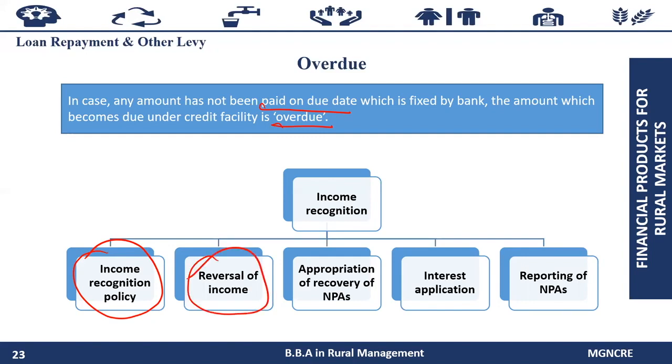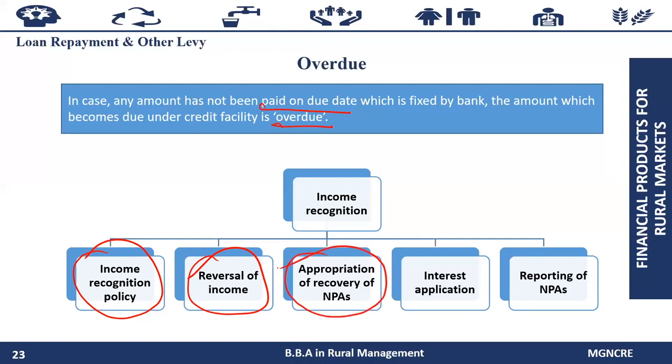Then reversal of income. In case of an advance, which includes bills purchased and discounted, that becomes an NPA at the close of any year, interest accrued and also credited to the credit account in the corresponding previous year should be reversed or provided for if it is not realized.